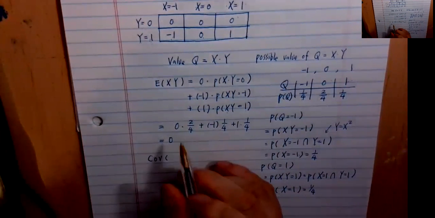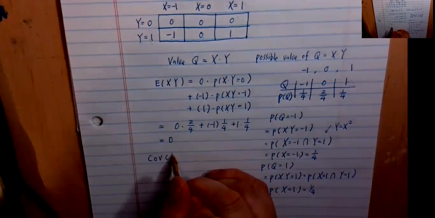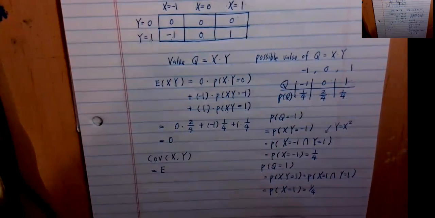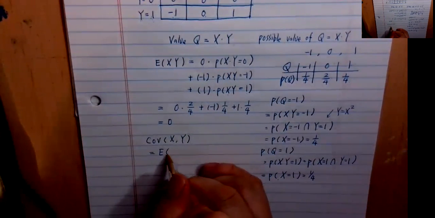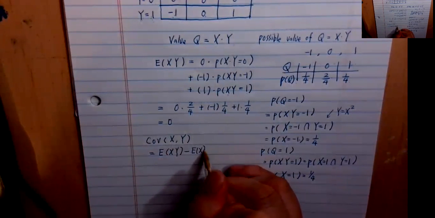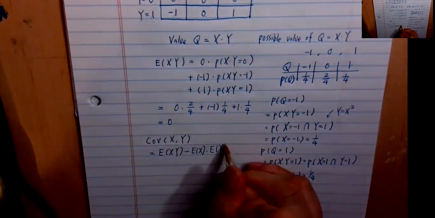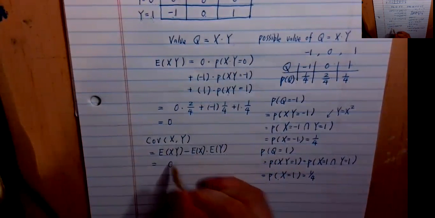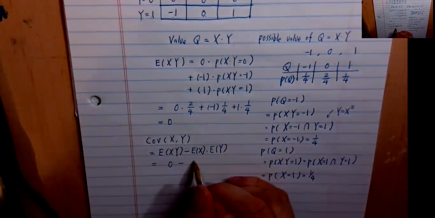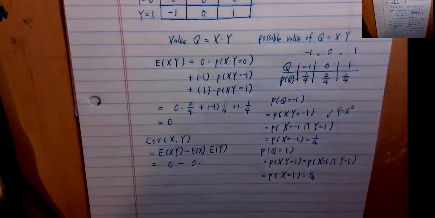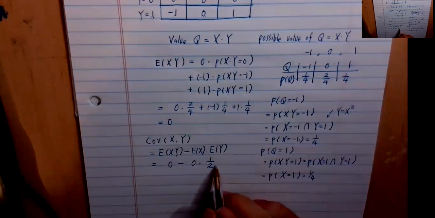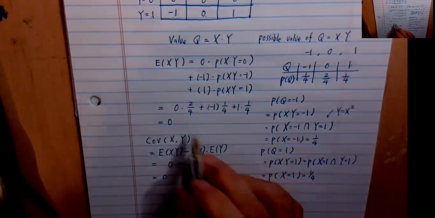So let's come back to see this. Covariance of x, y equals, by the shortcut formula, the expected value of x times y minus E[X] times E[Y]. We find E[XY] is 0, and E[X] is also 0, and E[Y] is 1/2. But 0 times 1/2 is still 0. So it's 0.